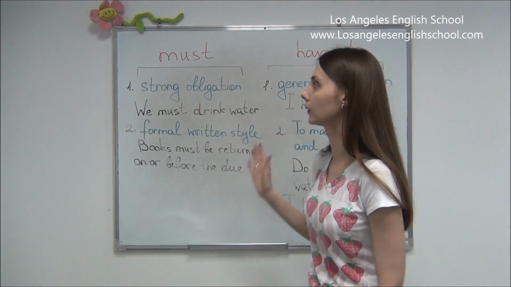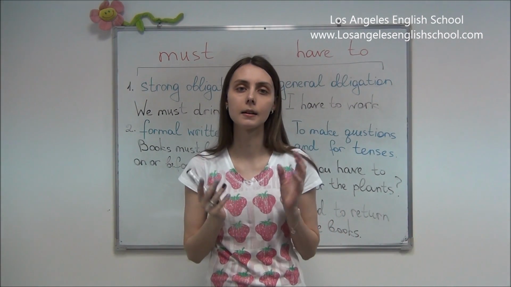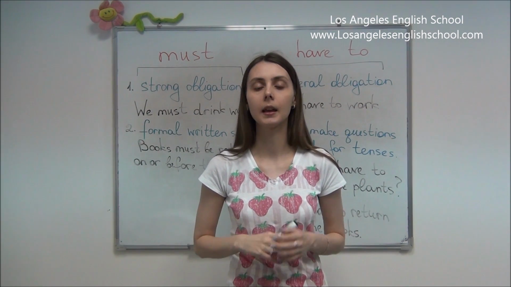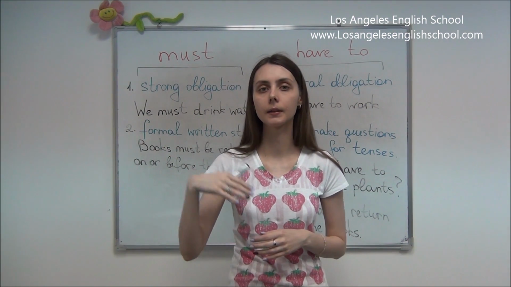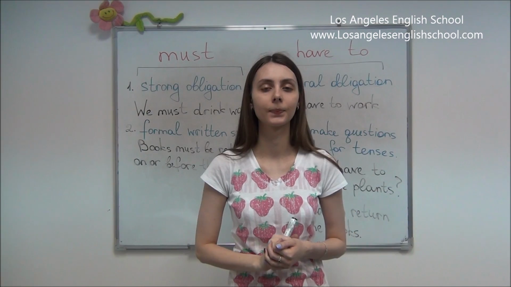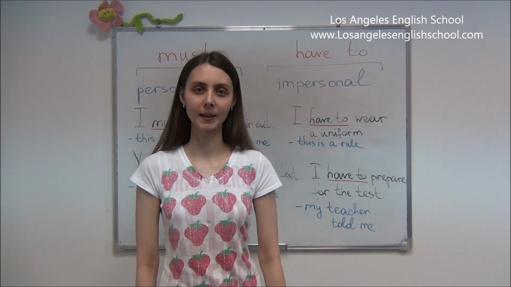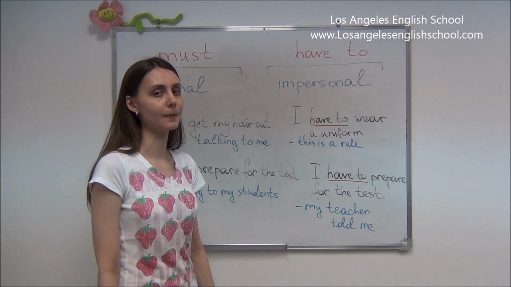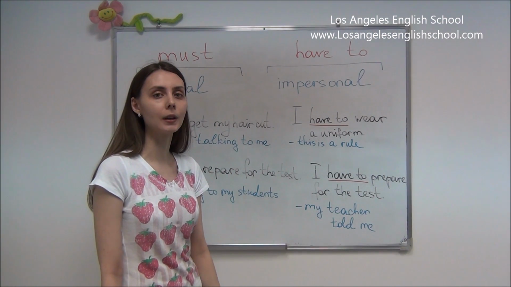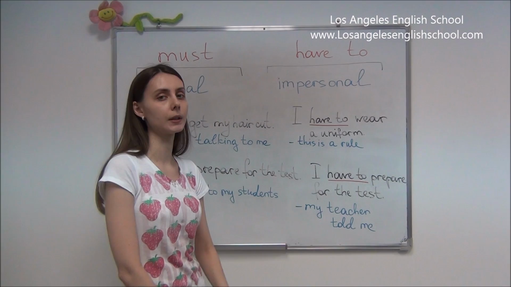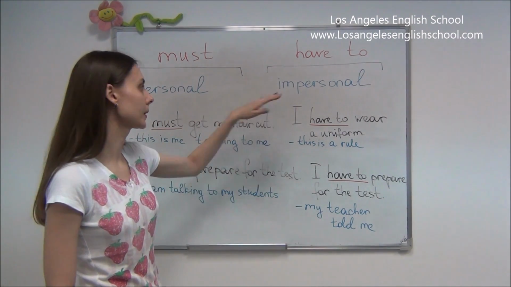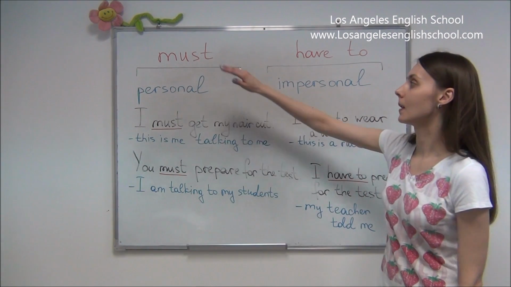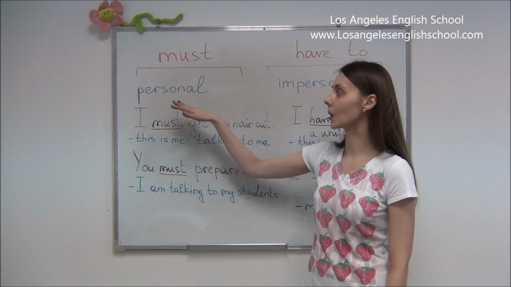So this is the first aspect that shows the difference between these two modals. And now we're going to look at the next aspect. Must and have to can be the same, but from time to time we need to distinguish whether we want to use the impersonal obligation or our obligation is personal. So must usually refers to a personal obligation.